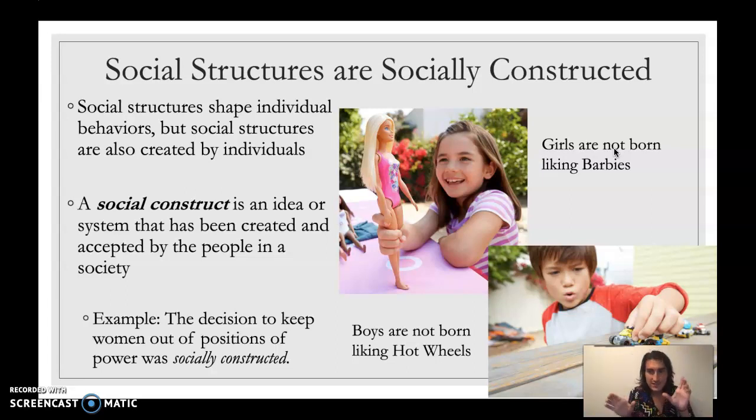So this is an important distinction here. Social structures and social constructs are not the same thing, right? Social structures are socially constructed, meaning that these frameworks, these pathways that guide human behaviors are created by us in any given society, all right?